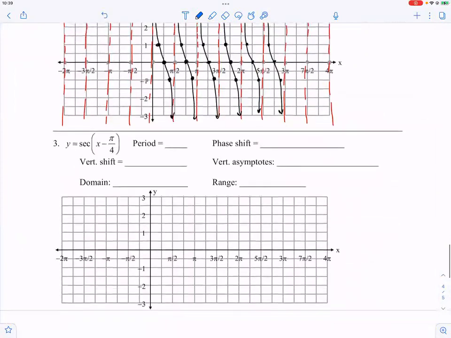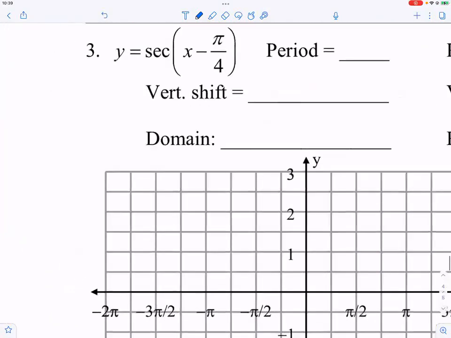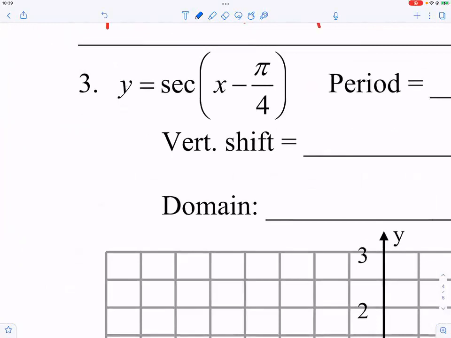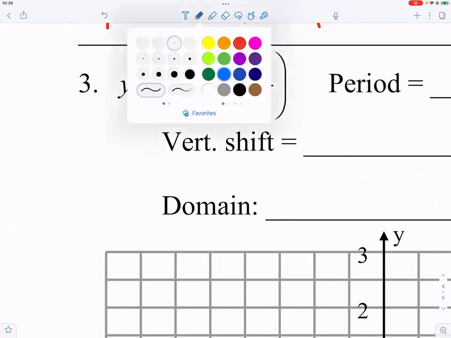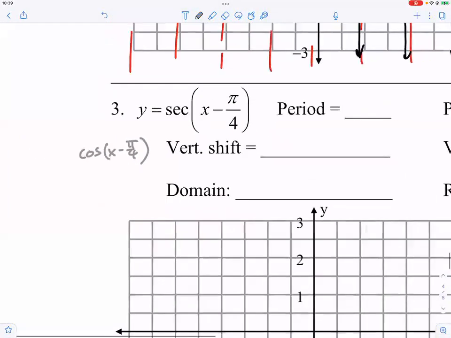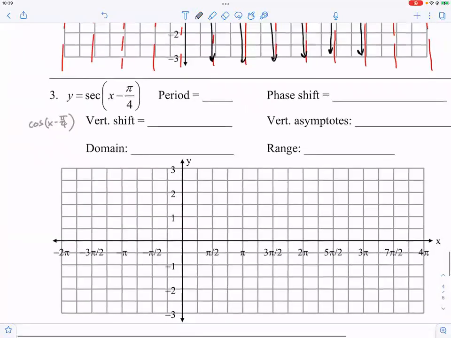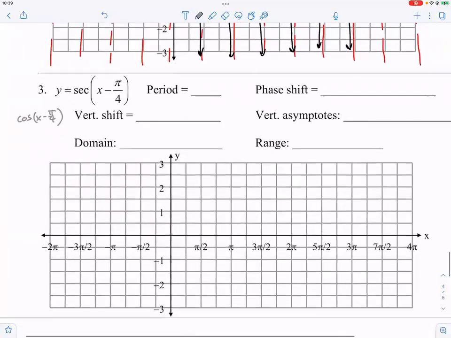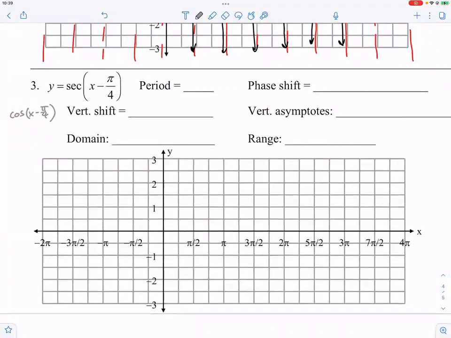All right, let's go to question number 3. Okay, so you see secant. What should we be thinking? Cosine. So on the side, you can go ahead and write down cosine of x minus pi over 4. So this is what we will graph. Okay. So there's a phase shift to the right, pi over 4. What's the period?